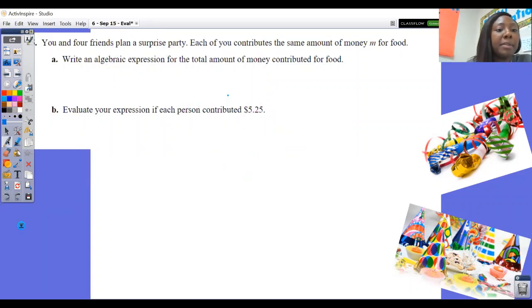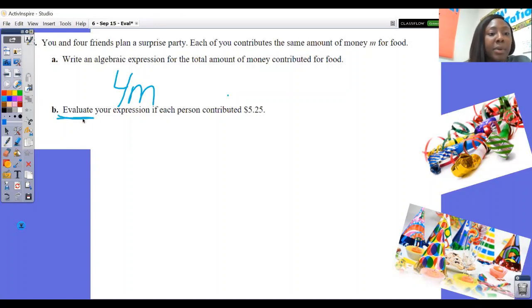The next problem is you and 4 friends plan a surprise party. Each of you contributes the same amount of money, M, for food. Write an algebraic expression for the total amount of money contributed for food. So each of us is paying the same amount. So if all 4 of us pay the same amount of money, it would just be 4 times M, or 4M. And it says evaluate.